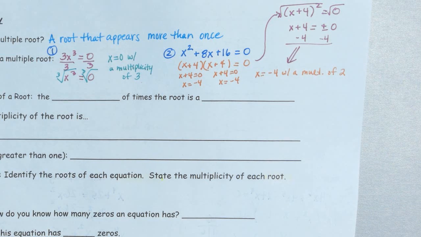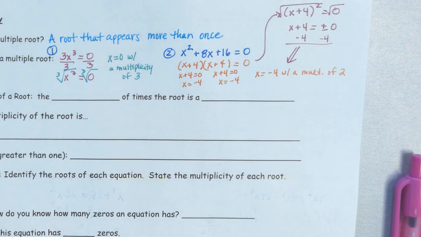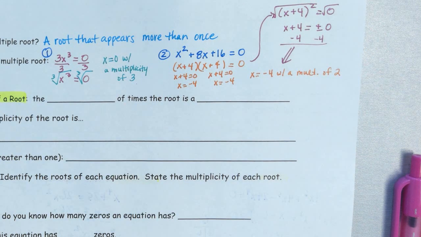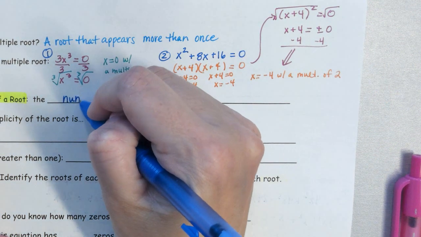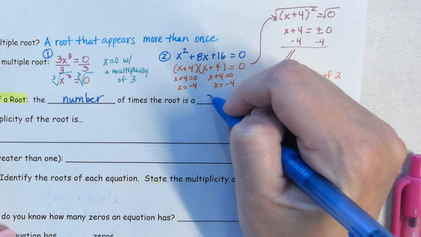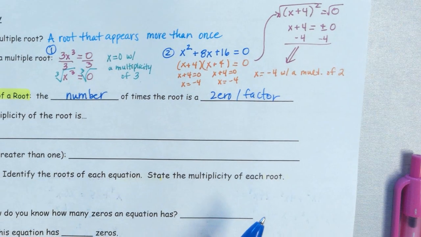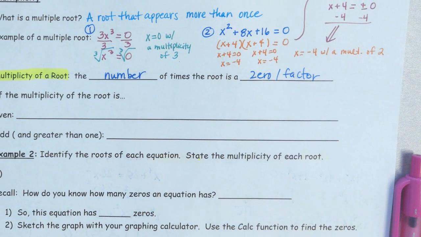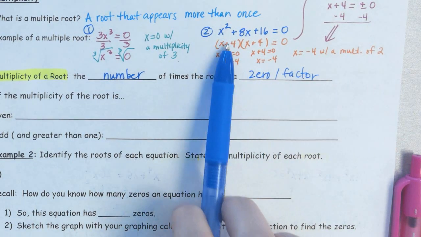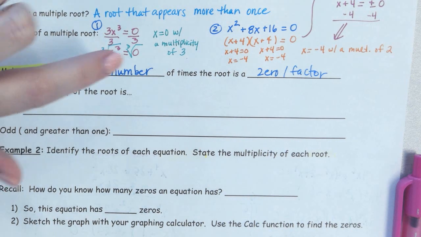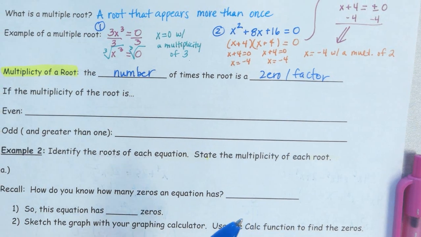When you are talking about the multiplicity of a root, it's just the number of times that it is a root or a factor. So the multiplicity of a root is the number of times the root is a 0 or a factor, which you can see here. The negative 4 happens twice. That's why the multiplicity is 2. Here you take the cube root. Multiplicity is 3.